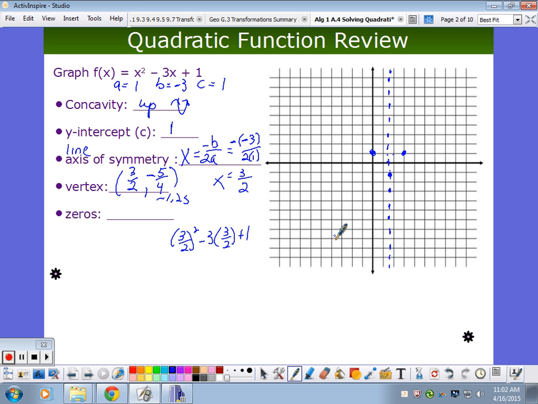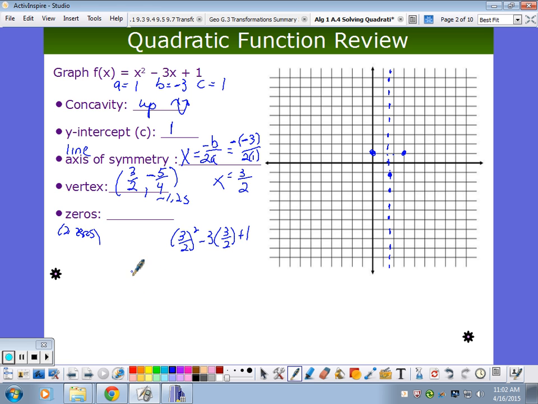Now before I find what the zeros are, how many will there be? 2. How do you know? Right, how do you know that? Yeah, it's a smile. I can see what's happening, right? It's going to be like this. So there's 1, there's 2. So there will be 2 zeros. So I know that. So now I have to find them.